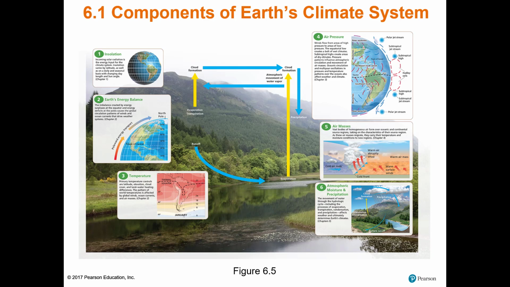And then finally is a pattern of atmospheric moisture and precipitation, which we considered in Chapter 5. And this is known as the hydrological or water cycle, where we have cloud formation, precipitation, evaporation, transportation, and surface runoff.